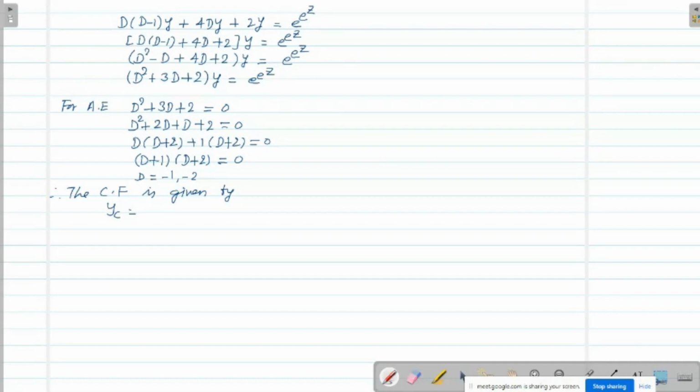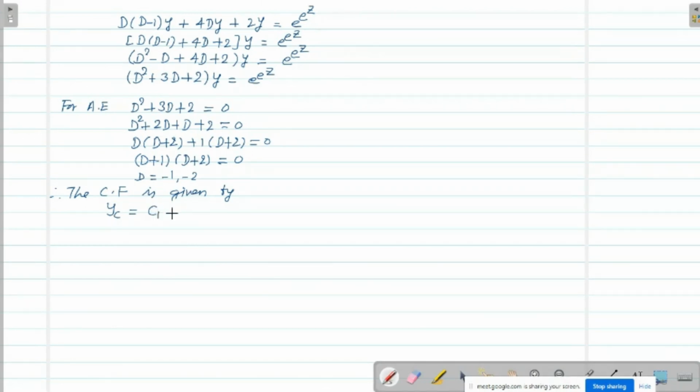Yc equal to, since roots are distinct and non-repeated, c1 e raised to minus x, no, see here, x will not be there. Why is this so? Because we converted the entire x into functions of z. Okay, so this is your complementary function in the form of z only.